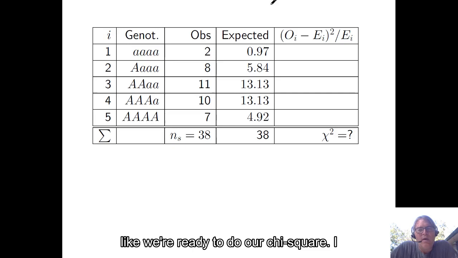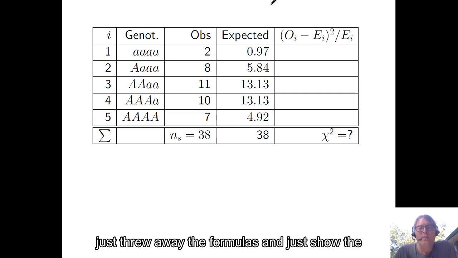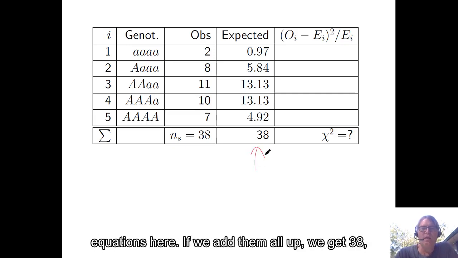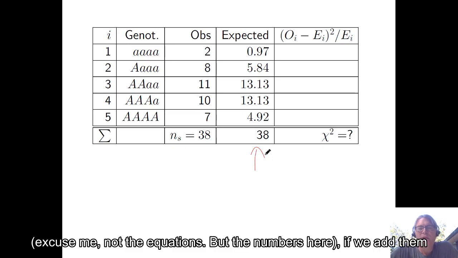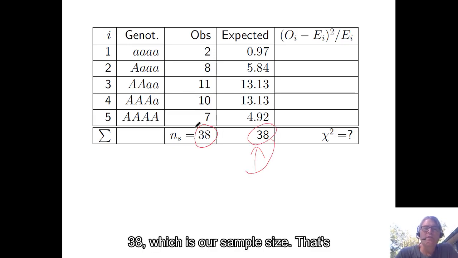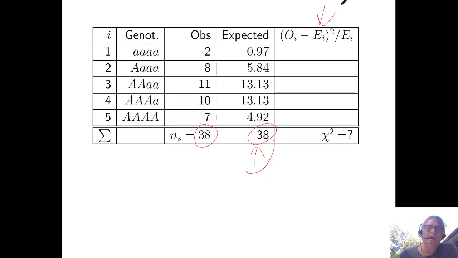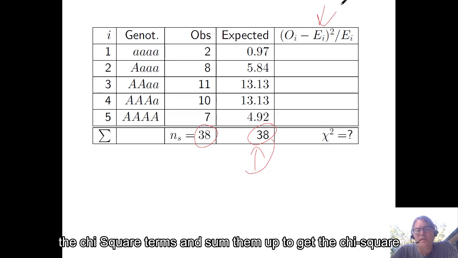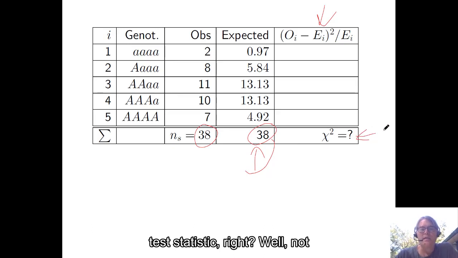Looks like we're ready to do our chi-square. I just threw away the formulas and just showed the numbers here. If we add them all up, we get 38, which is our sample size, so that's good. Seems like we're ready to calculate the chi-square terms and sum them up to get the chi-square test statistic, right?